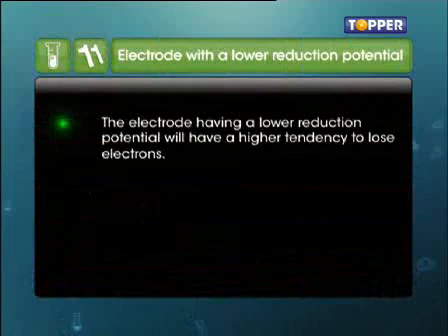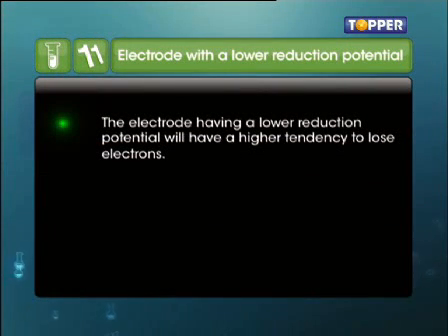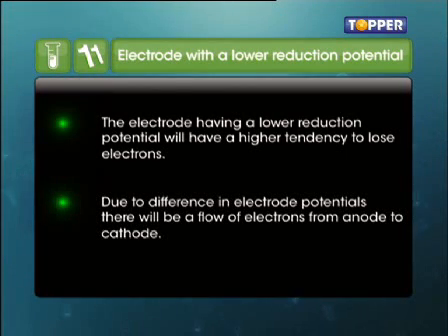Now, what happens to the electrode with a lower reduction potential? Lower electrode potential means higher tendency to lose electrons. This indicates that an oxidation reaction will take place, making it the anode. Now, due to difference in electrode potentials, there will be a flow of electrons from anode to cathode, and the current will flow in the opposite direction.